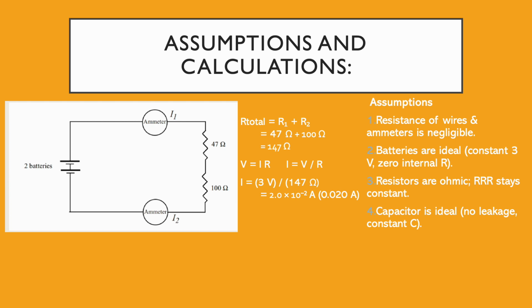Now, for some of the assumptions and calculations, before collecting data, I made three big assumptions. One was that wires and meters are ideal, zero resistance for wires, infinite for voltmeters. Two, batteries hold a perfect 1.5 volt or 9 volt with no internal resistance. And three, the resistors and capacitors are perfectly ohmic and loss free. Under these conditions, our calculations should match the simulator exactly, and any mismatch would highlight where real world physics is actually used.